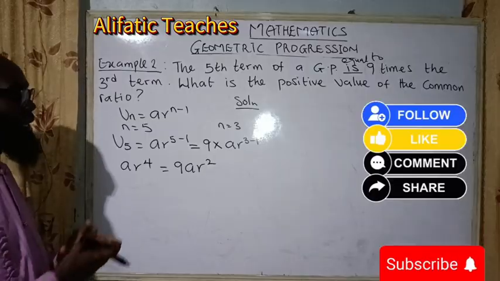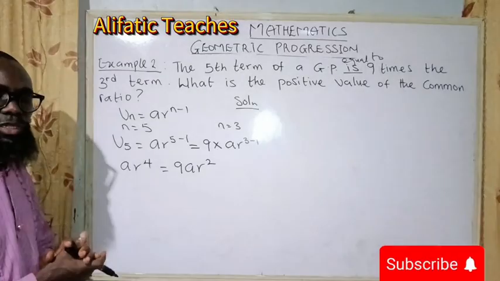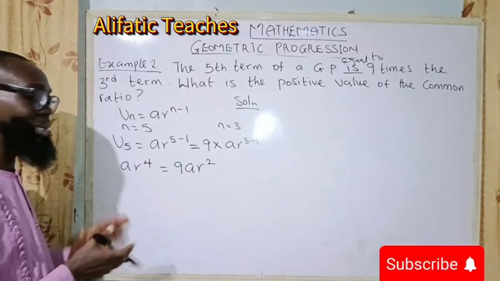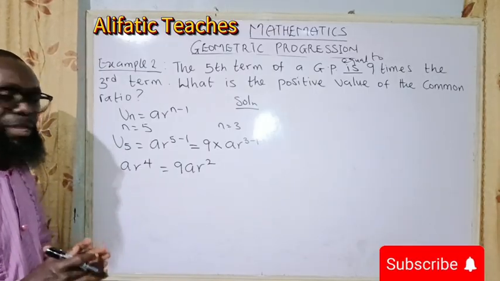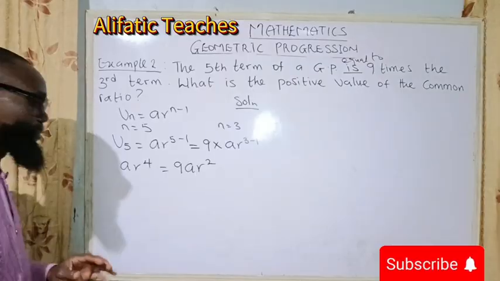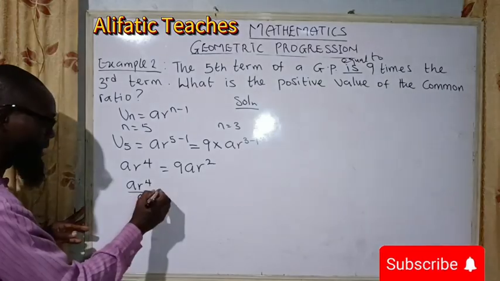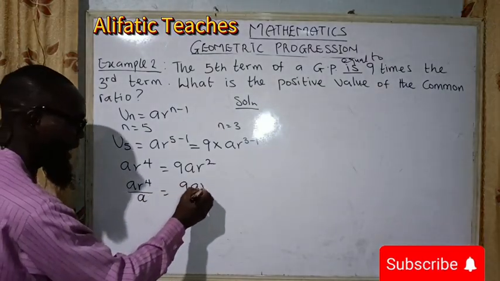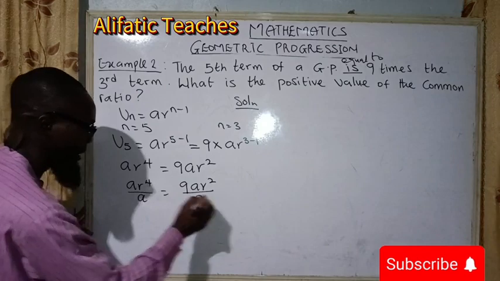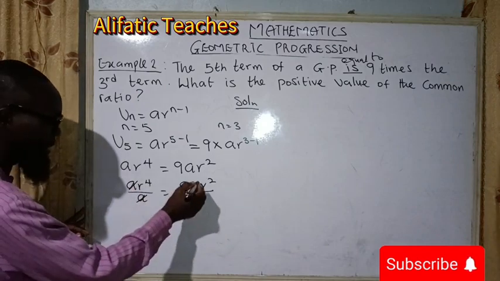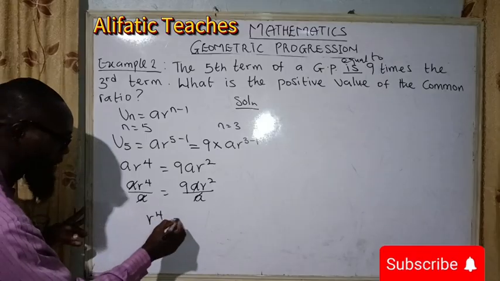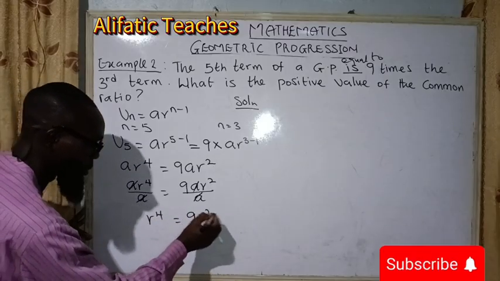Now, we want to get the value of our common ratio. Let us get rid of a first. Let us eliminate a by dividing both sides by a. I have ar raised to power 4 over a equals 9a r raised to power 2 over a. A cancels A cancels A. I have r raised to power 4 equals 9 r raised to power 2.